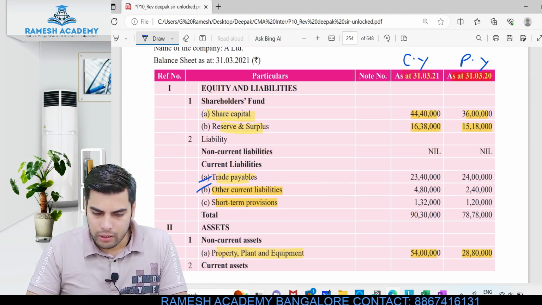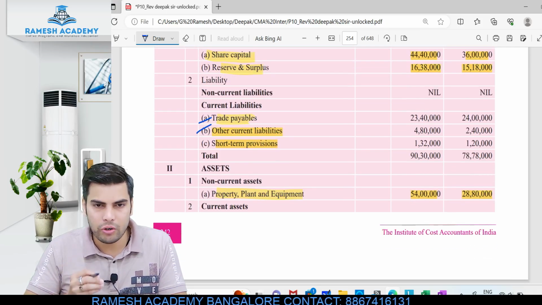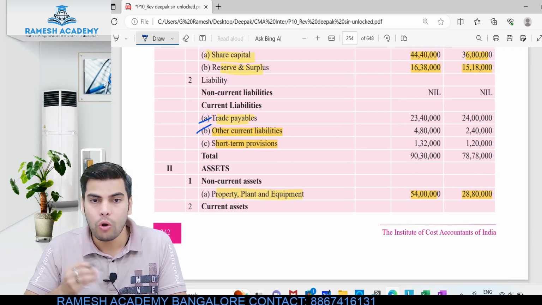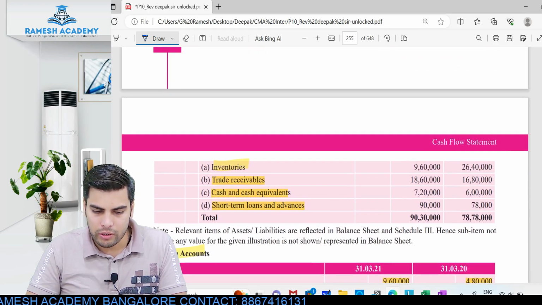Provisions will not be showing. Short term provision, if you see, is nothing but provision for income tax. Provisions we need not show. In the cash flow statement, only the income tax which is paid for the current year will be appearing. So let's look into the current assets.